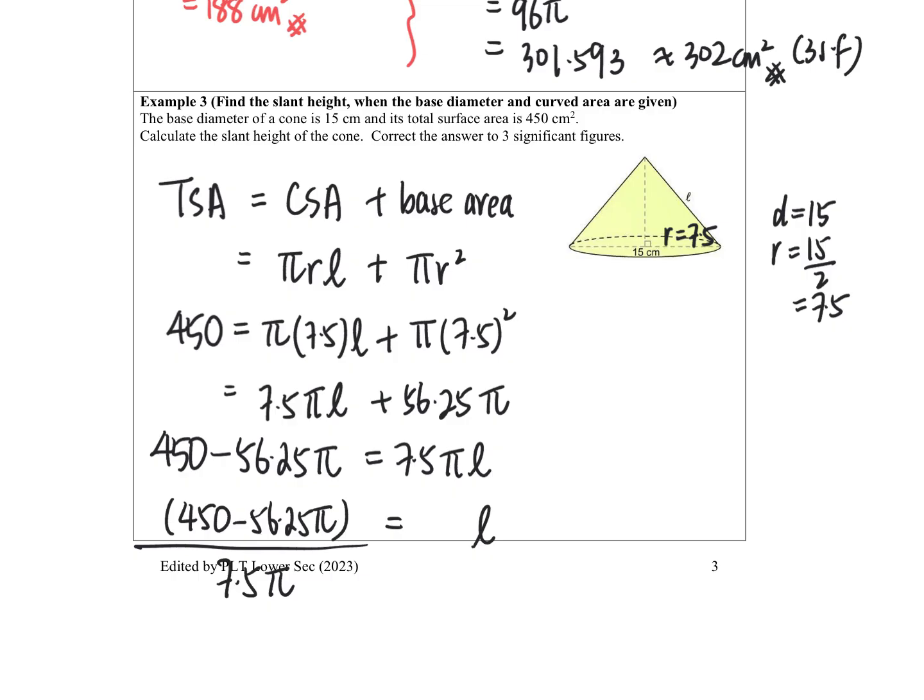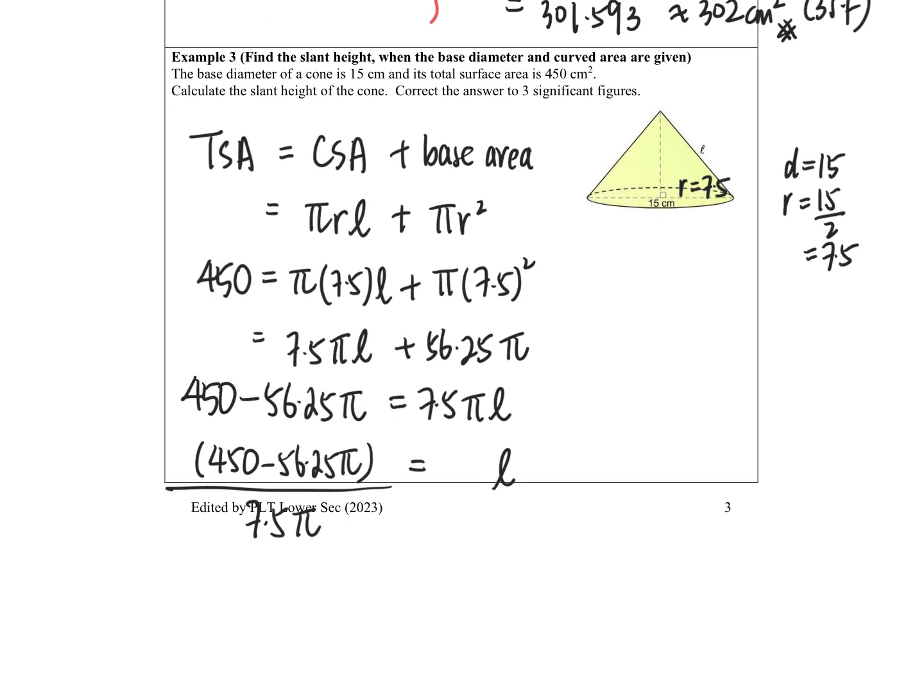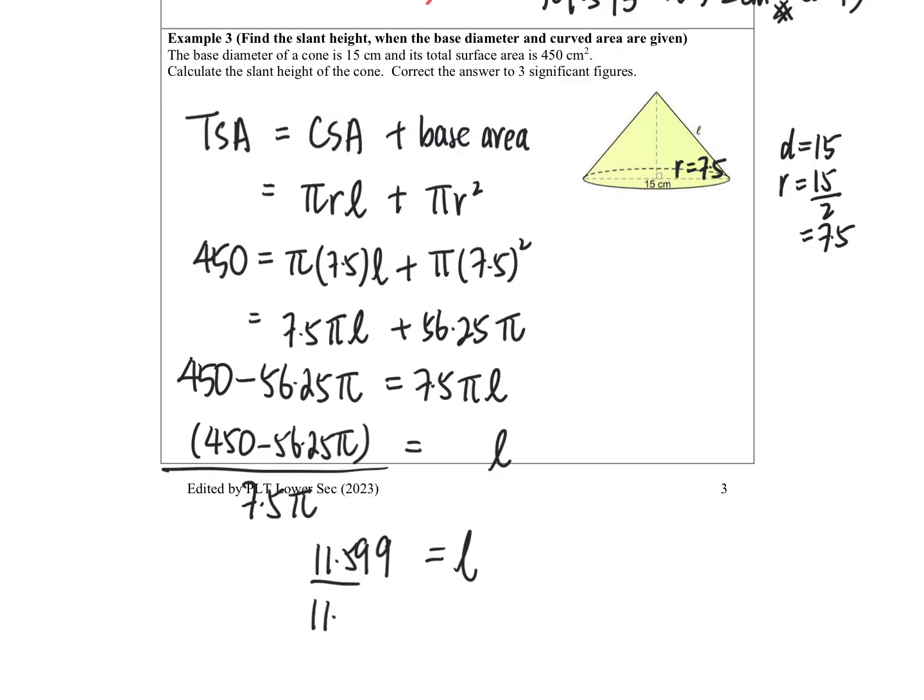So usually I don't press the pi yet. I press other numbers first, then finally I press it. If not, you might end up having to copy a lot of numbers. But if you don't mind that, it's okay. So slant height is 11.599. So to 3 SF, 11.6.